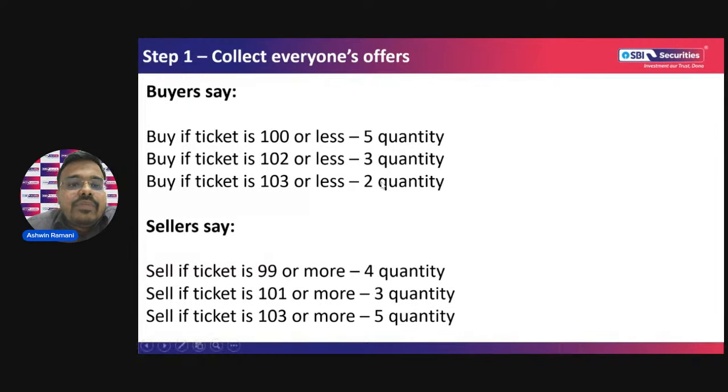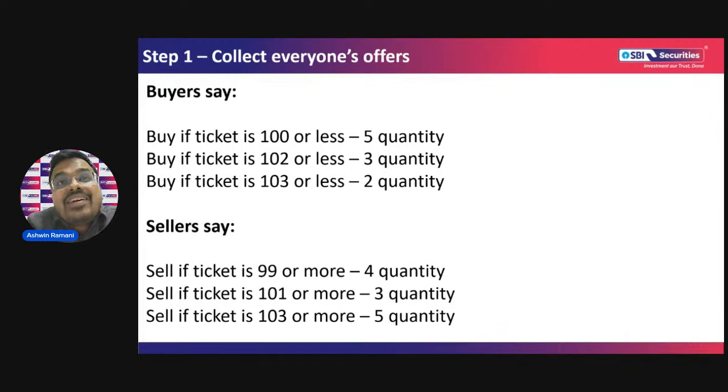Exactly. So if you keep 102, buyers at 102 or less are 3, and at 103 or less it's 2. So exactly the total count is... Harpita ma'am, not 8. See carefully, the price is 102. So buyers at 102 or less are 3, 103 or less it's 2. So the right answer is 5.